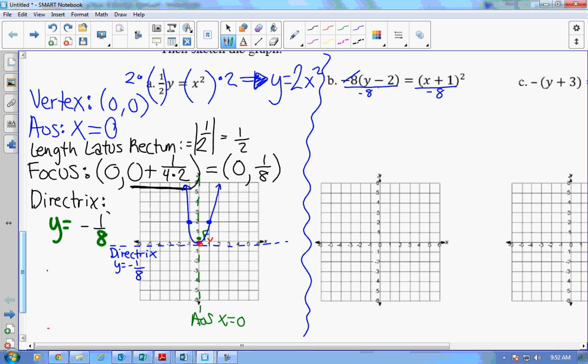Now, negative 8 is going to become your a. So I have y minus 2. Dividing by negative 8, is that the same thing as negative 1 over 8? Dividing by negative 8 is negative 1 over 8. And then I'm going to put my parentheses. That way I'm setting it up in vertex form.